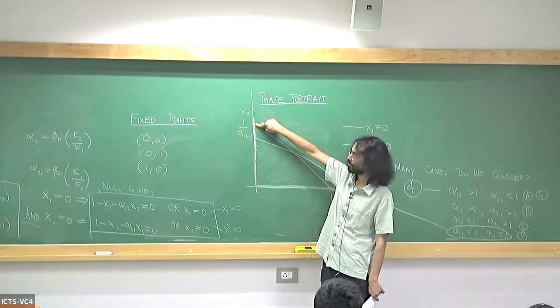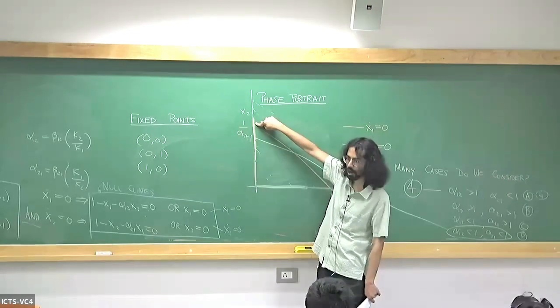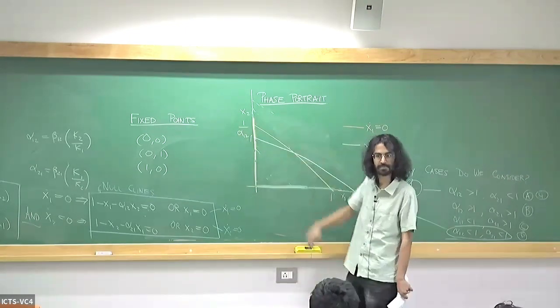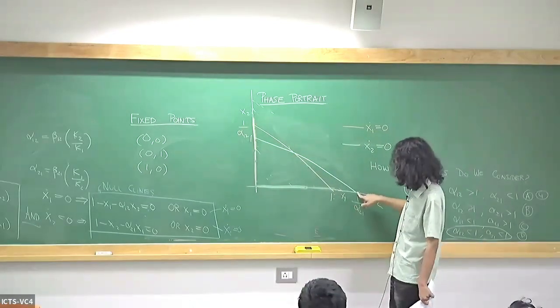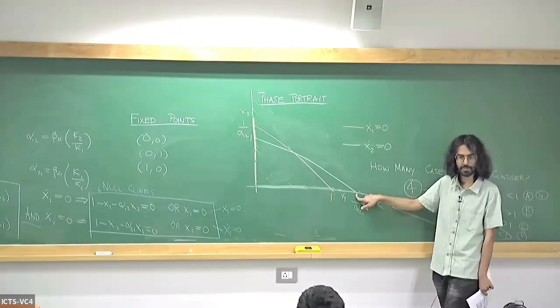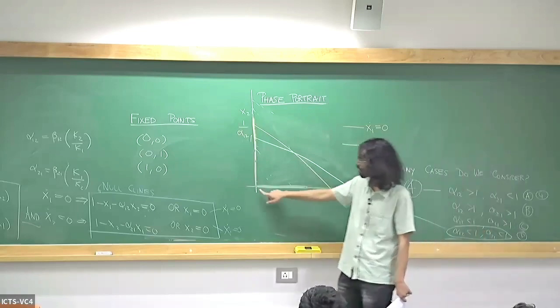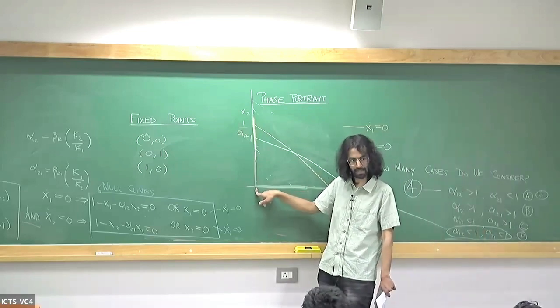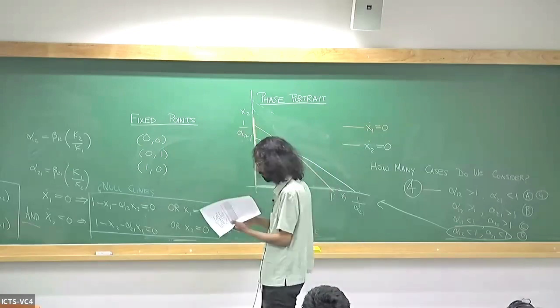No, right? Because it's the same species. This is x1 dot equals 0 and x1 dot equals 0. That's not a fixed point, right? Same with this guy here, it cannot be a fixed point. What about this here? It can be, right? That's our 0, 0 fixed point, right?